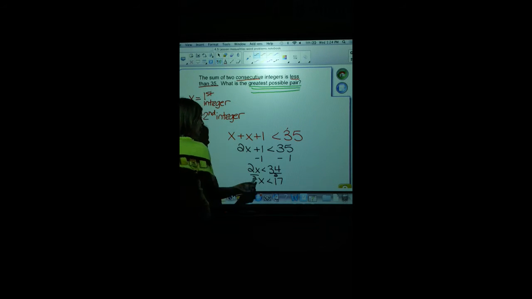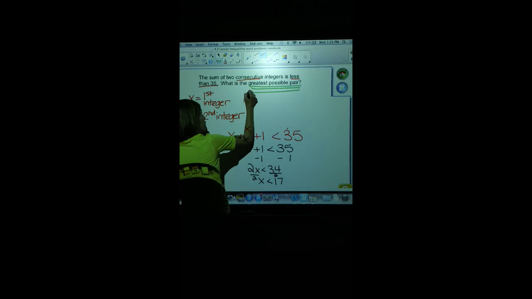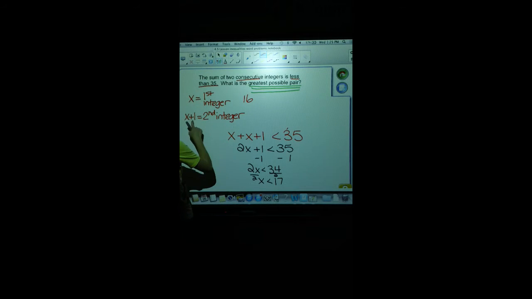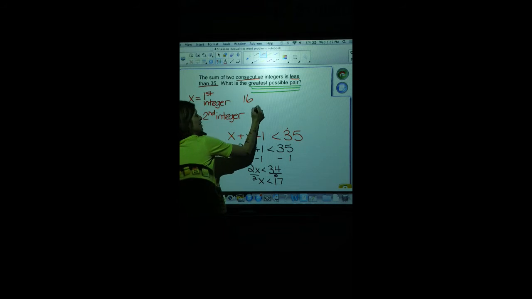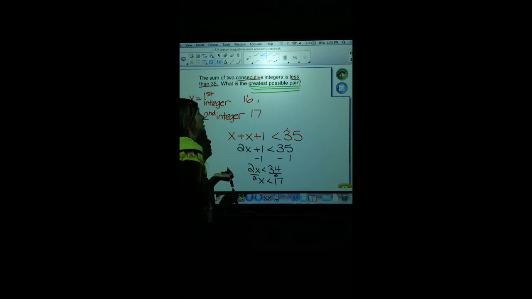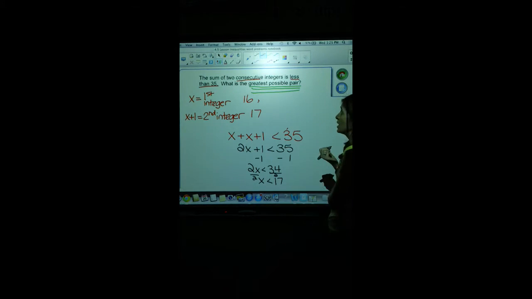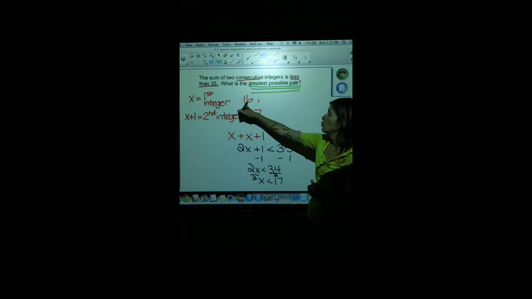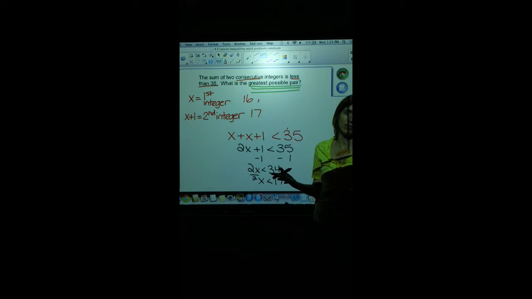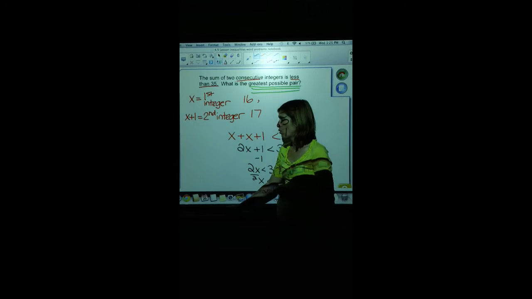All right, so we know that x has to be less than 17, so I'm going to go with 16 because the next number less than 17 that's an integer is 16. So if the first integer is 16, then the second one would be 17. So my integers would be 16 and 17. Is their sum less than 35? Well, 16 plus 17 actually gives me 33, so it works. It can't be 17 because it's not equal to. Okay, if it were equal to, that would change this question.